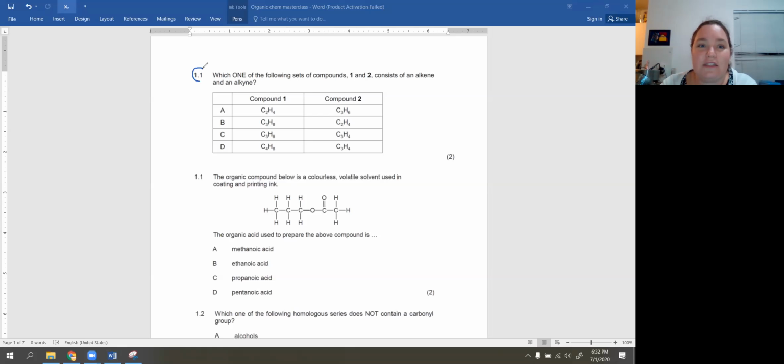All right, so let's get started on question 1.1, which asks the question, which one of the following sets of compounds 1 and 2 consist of an alkene and an alkyne? Now, please, just something to be really pedantic about. It does not say that compound 1 must be the alkene and compound 2 must be the alkyne, all right? They didn't give you an option where they specifically said alkene and alkyne. There's a part of your brain that assumes it must go that way, but just be aware of the fact that they just said the sets must have an alkene and they must have an alkyne. They weren't specific about the order.